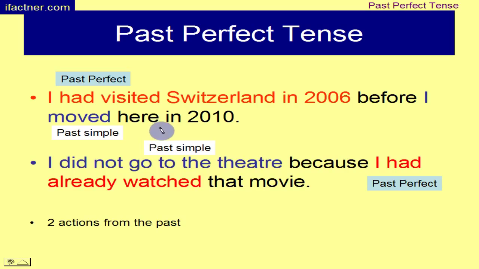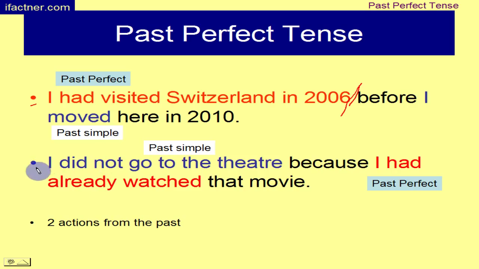In this lesson, we will discuss past perfect tense. Let's see some examples. I had visited Switzerland in 2006 before I moved here in 2010. The first part of this sentence shows past perfect tense and the second part shows past simple tense.